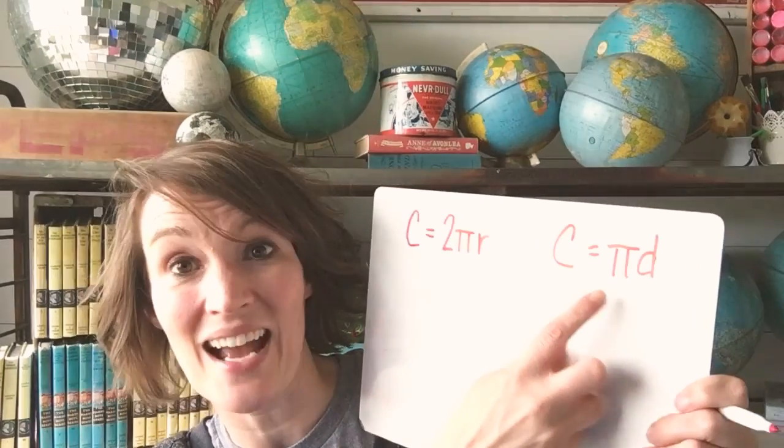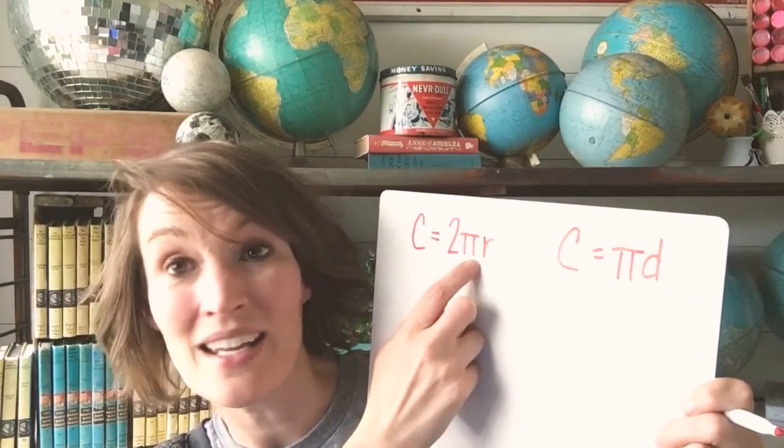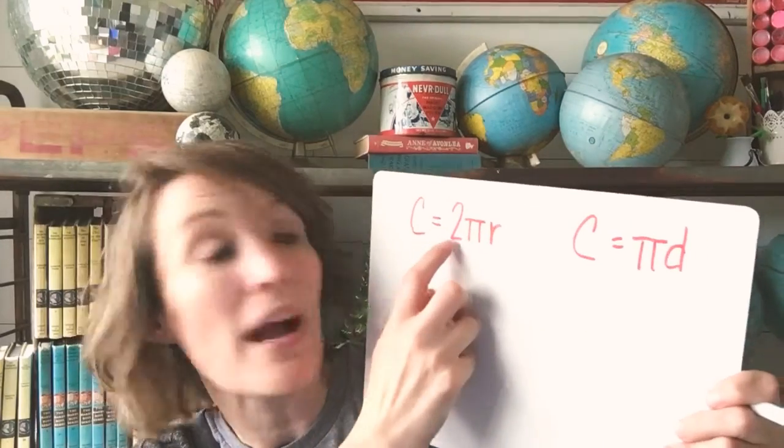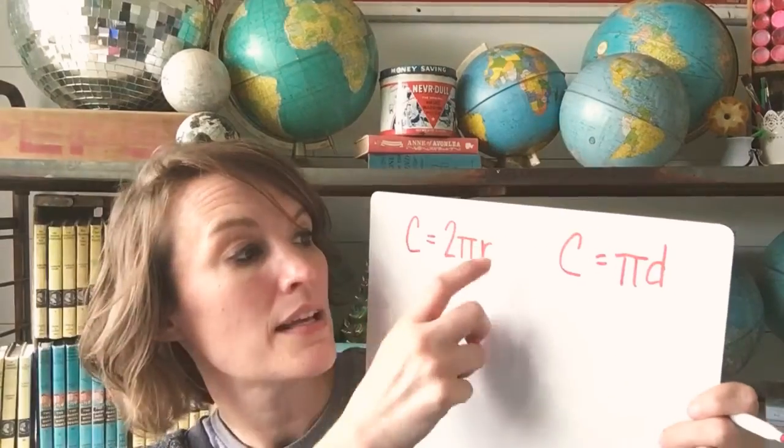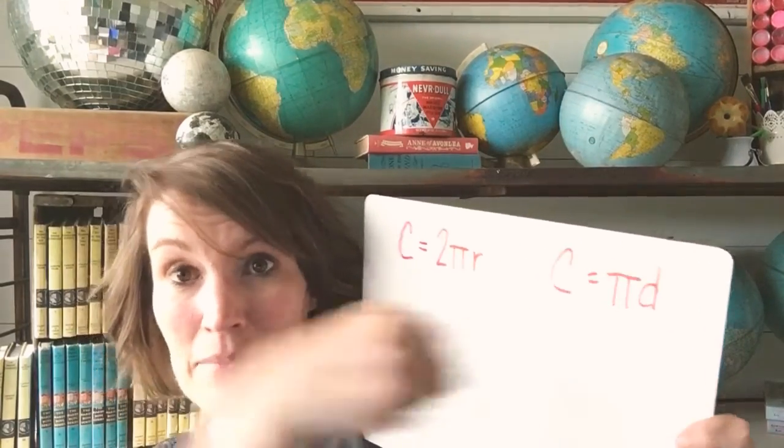Now, if you just want to memorize one, go for it. If you just know that a diameter is 2 radii, that's how we derive these formulas. So 2 radii, which is a diameter, is going to be the same thing as pi times diameter.